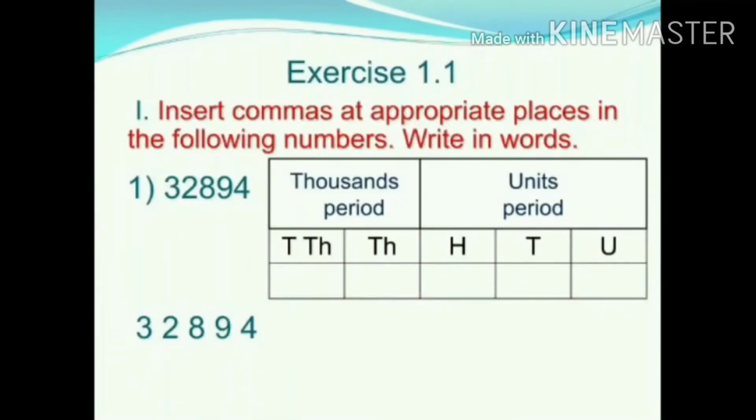Now we will solve some problems in our textbook exercise 1.1. Insert commas at appropriate places in the following numbers. Write in words. First read the digits 3, 2, 8, 9, 4. Now we will write these digits in the place value table. First we will go from right to left. From the right, the first digit is 4. So we will write 4 in the units place.